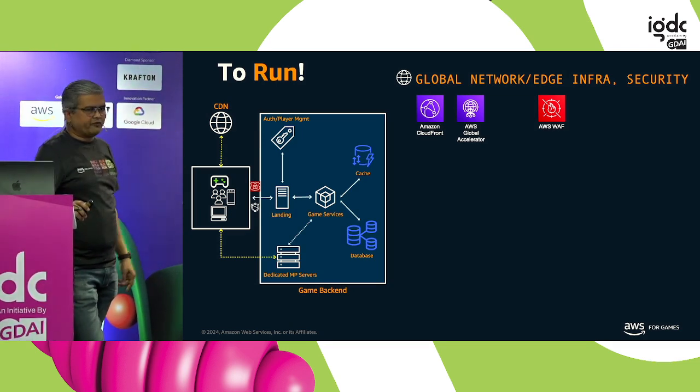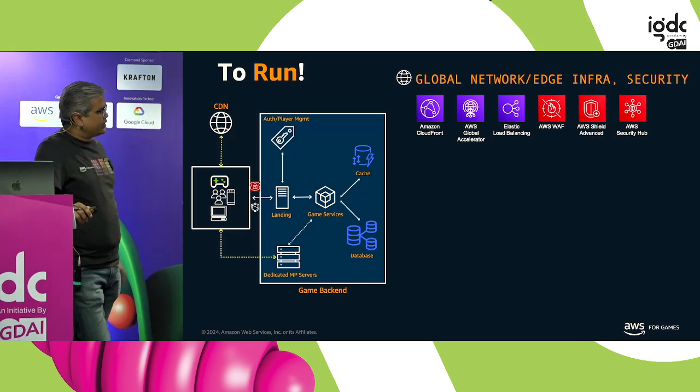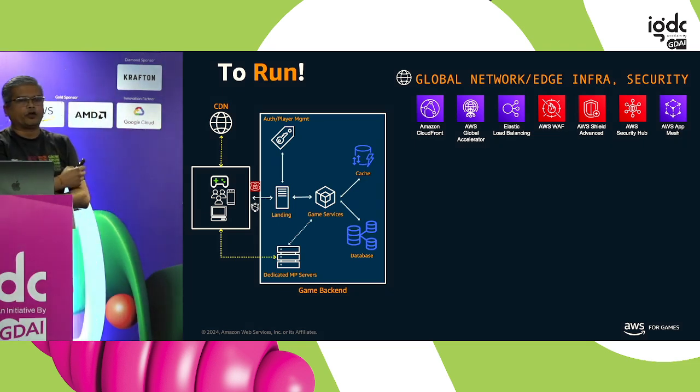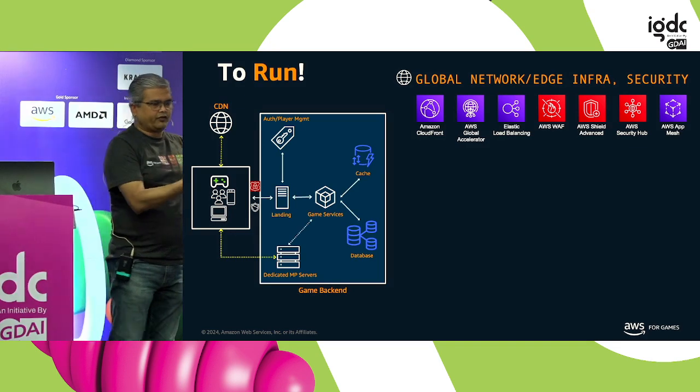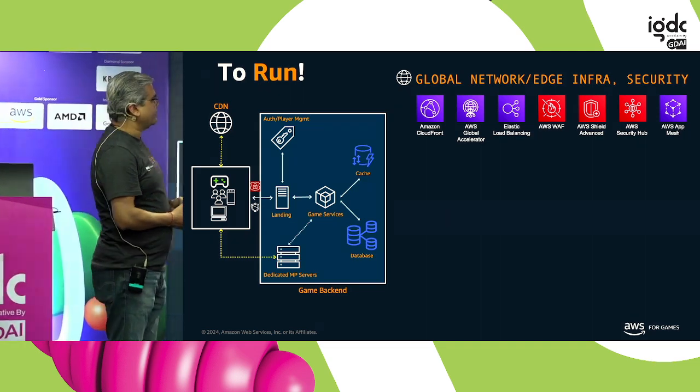We have Web Application Firewall, which is our security service. We have load balancing services. We have Security Hub, Shield Advanced, and AWS App Mesh. App Mesh, if you're using some form of containers, you can use App Mesh to have good communication between the different microservices.